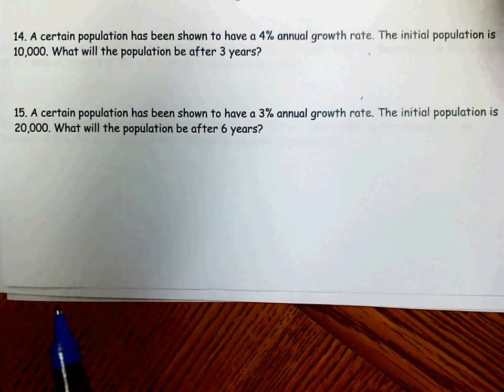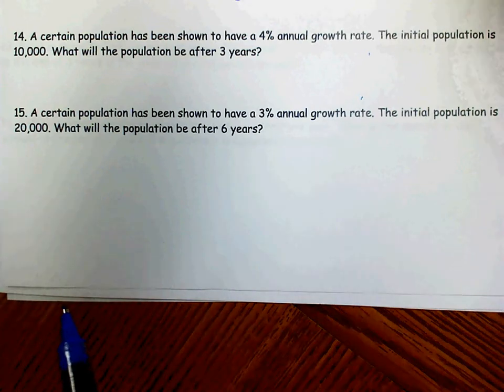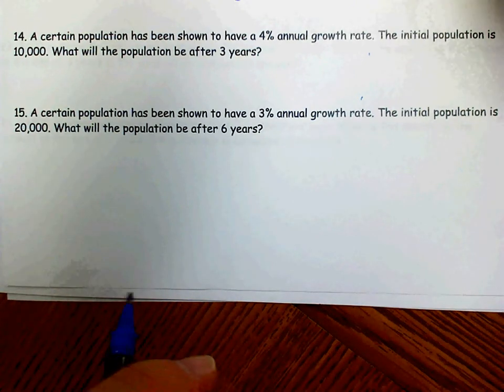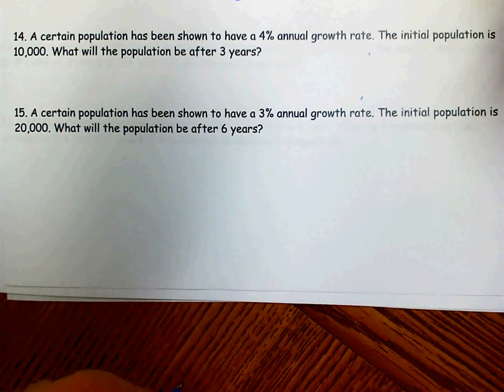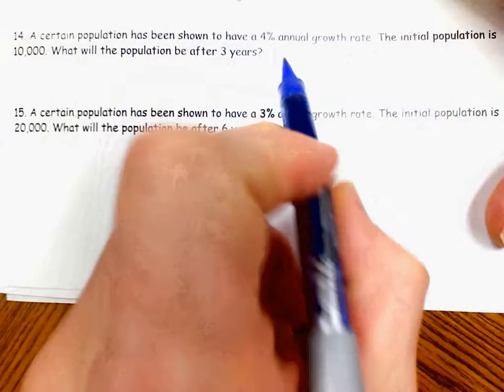Number 14, a certain population has been shown to have a 4% annual growth rate. The initial population is 10,000. What will the population be after 3 years? Alright, so let's think about how to set this up.